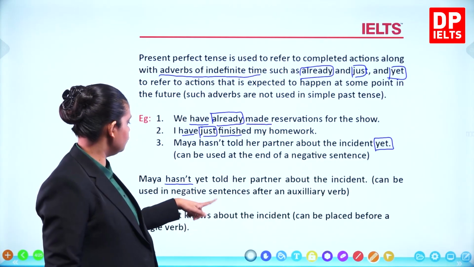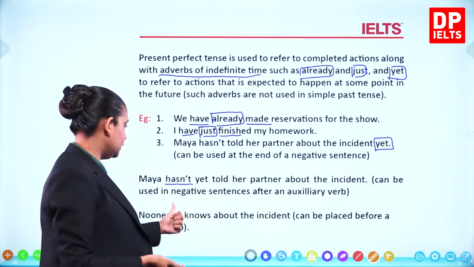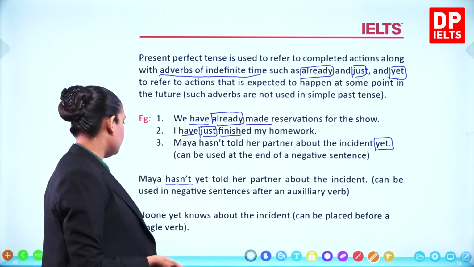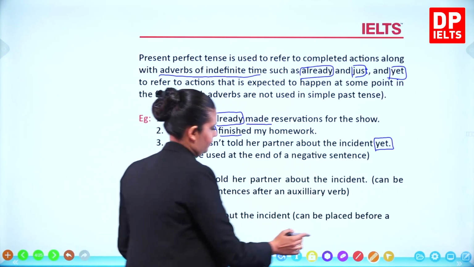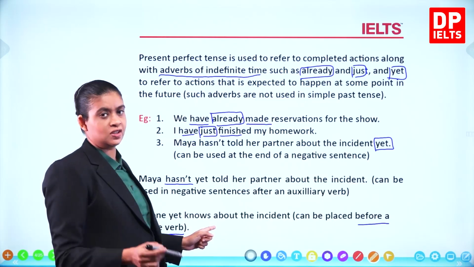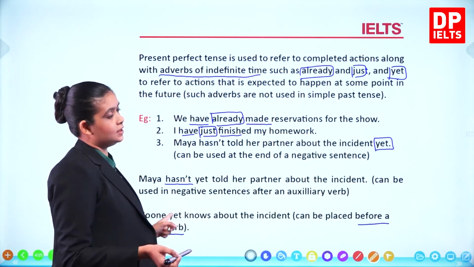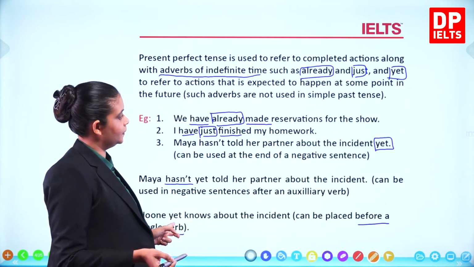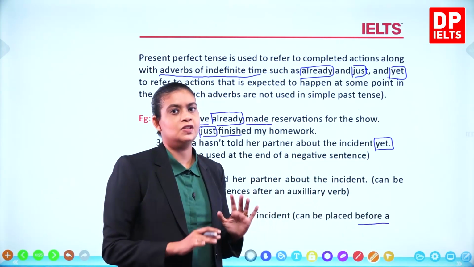No one yet knows about the incident. Now, again, yet can be placed before a single verb. Okay, so just before knows, which is a single verb, you can use the word yet. Okay, so let us have a look at this bit again because there's a lot here.